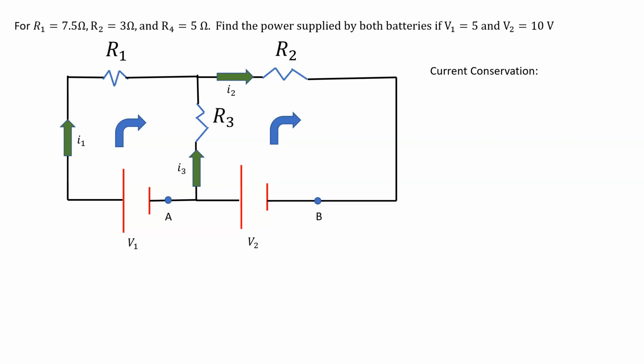And so what does that mean? Any current that flows into this node has to equal the current that flows out of the node. Whatever goes in has to come out. Okay, so in that case, I1 and I3 go into the node, I2 comes out. Next, we can start writing our loops.